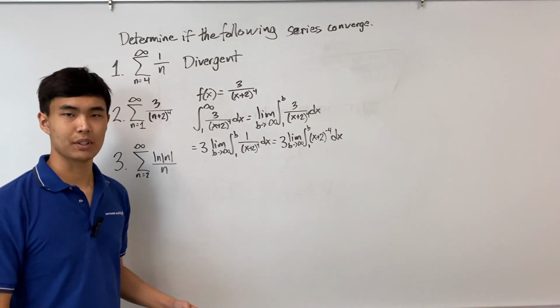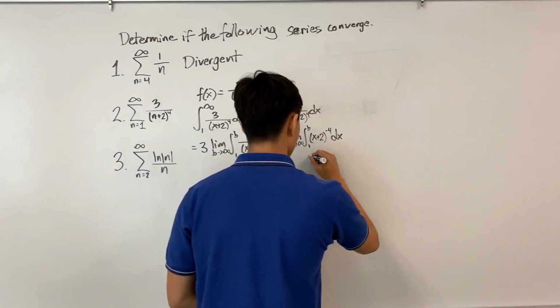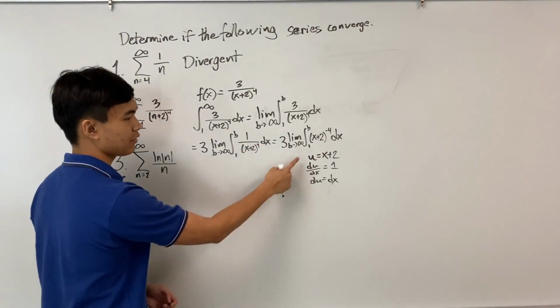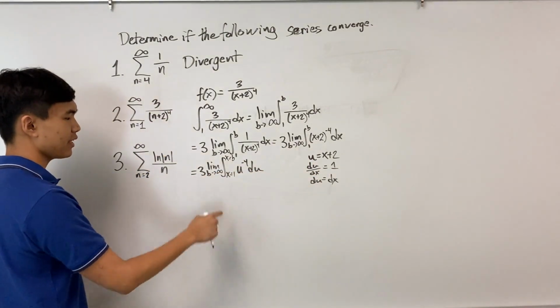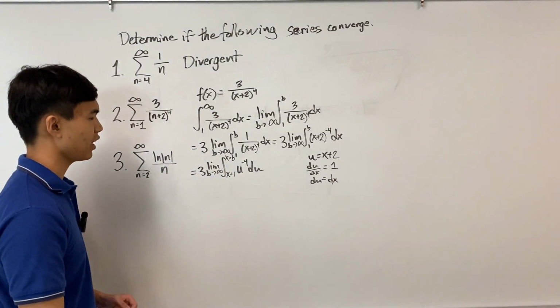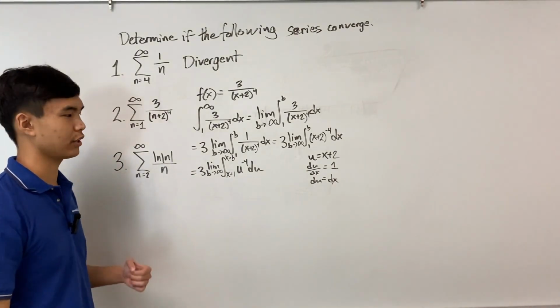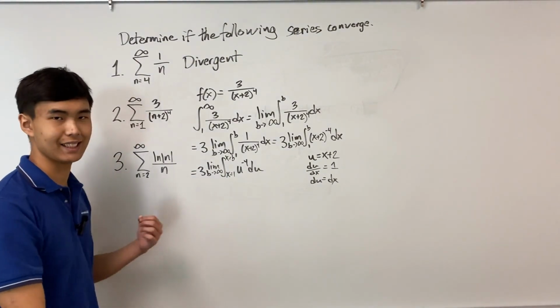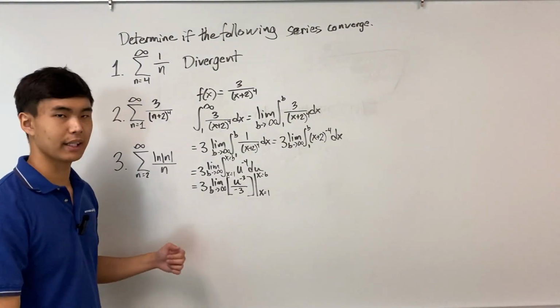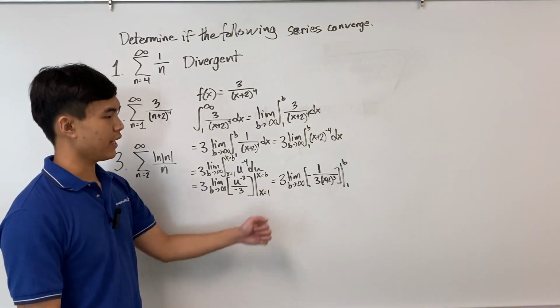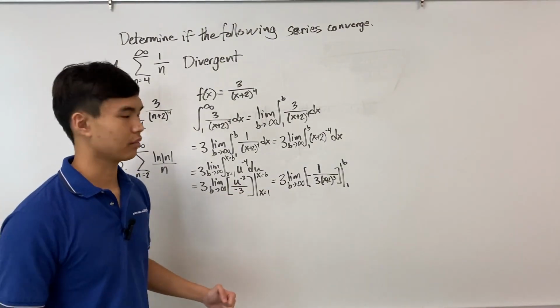And now I'm going to perform a substitution, and I'm going to let u equal x plus 2. And differentiating, we find du equals dx. So our integral turns into 3 times the limit as b goes to infinity of the integral from x equals 1 to x equals b of u to the minus 4 du. And using the power rule, we get this. And now I'm going to rewrite and substitute for u, like so. And then we're going to evaluate from 1 to b, like so.